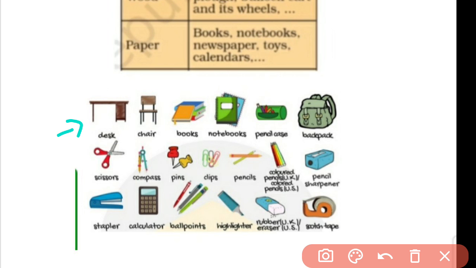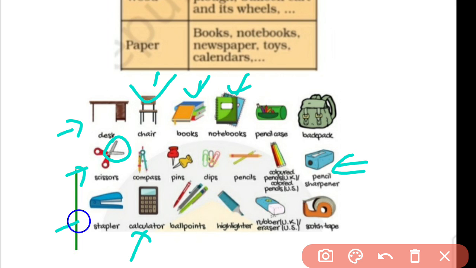This desk is made up of which material? The material is wood. Chair is made up of wood. Books are made up of paper. Notebooks are also made up of paper. These scissors are made up of plastic as well as metal at the front side. This calculator is made up of plastic. This pencil sharpener is made up of plastic as well as metal. Now let us see this stapler. Stapler also uses plastic and metal in its formation.